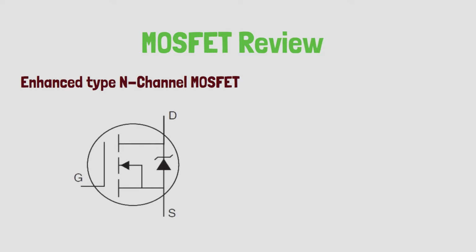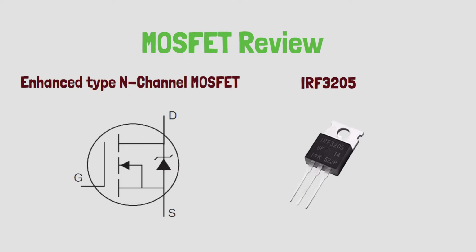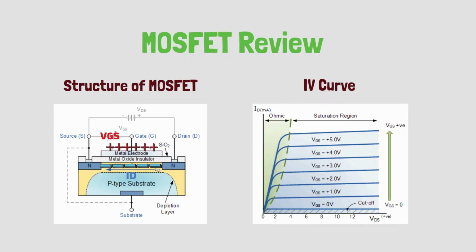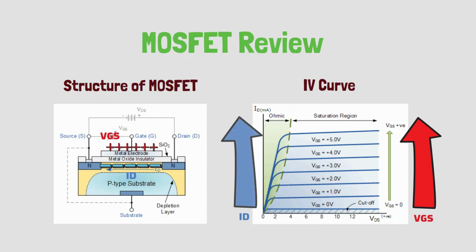The IRF3205 enhanced type N-channel MOSFET will be used for my implementation. This is the structure of the N-channel MOSFET. As you can see, when we apply a positive charge to the gate VGS, the electrons are attracted and form a channel, which makes it possible for the current ID to flow. And according to this IV curve, the increase in the gate voltage brings an increase to the drain current ID. And that's what we're going to do in this project.